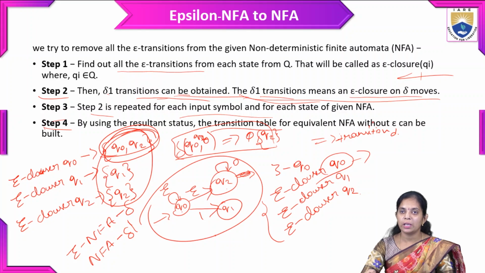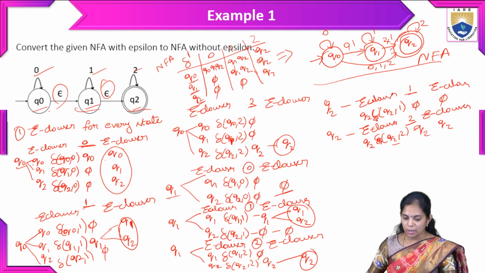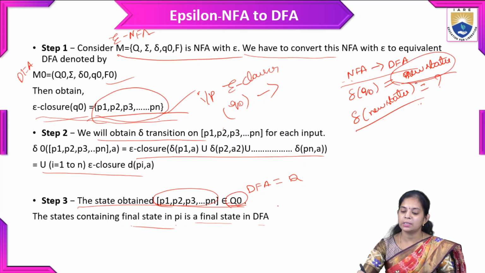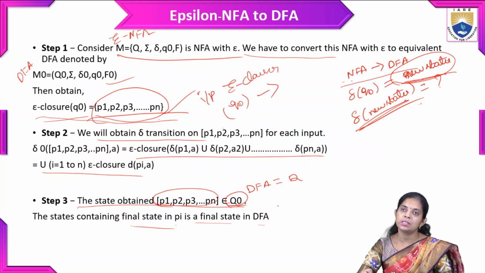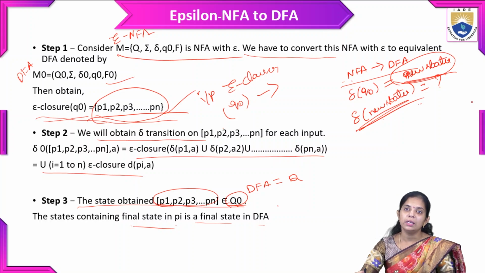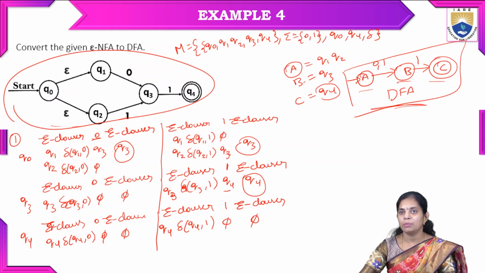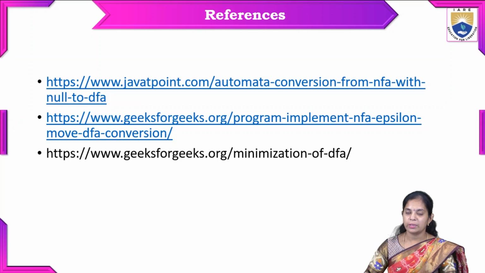And this is about epsilon NFA to NFA, and epsilon NFA to DFA. First, we need to remove all the epsilon moves from the NFA, and then from the result the new states are found, and we find the new state transitions, which are converted to a DFA. So this is about the epsilon NFA. These are the examples, and these are the references.